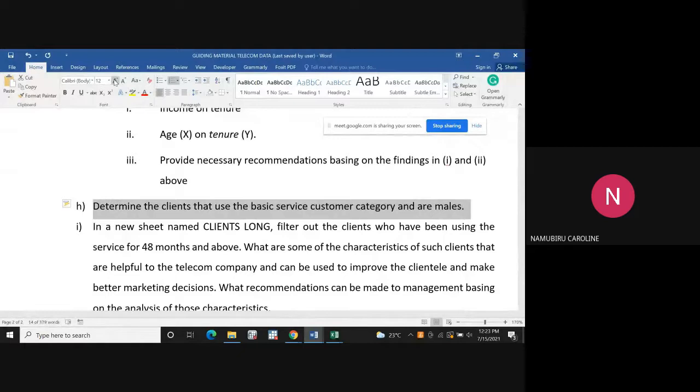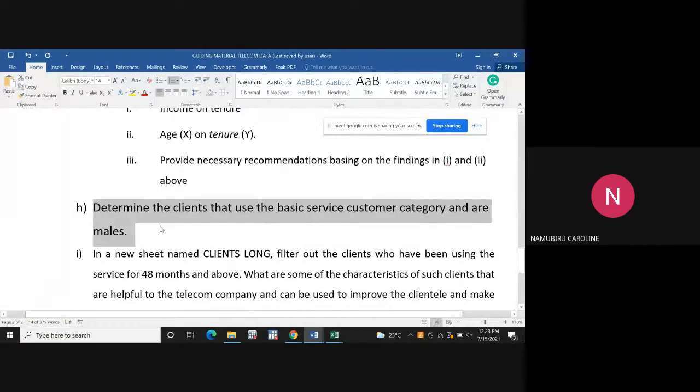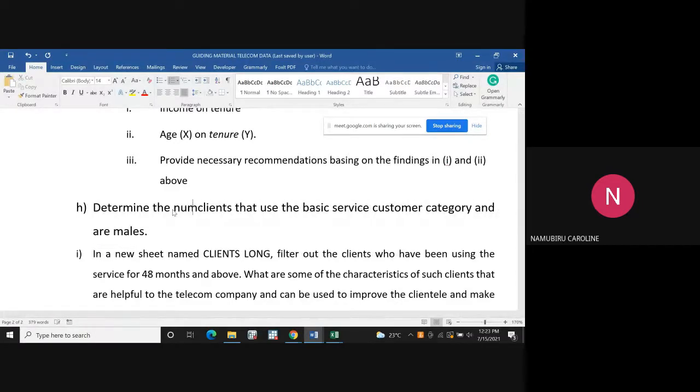Okay. I want us to look at this question. Are you looking at the question? Yes. So the question is saying, determine the clients that use the basic service customer category and are males. Ideally, meaning how many, let me put the word number so that it doesn't confuse anyone. How many clients or customers are male and use the basic service? Have we got that?